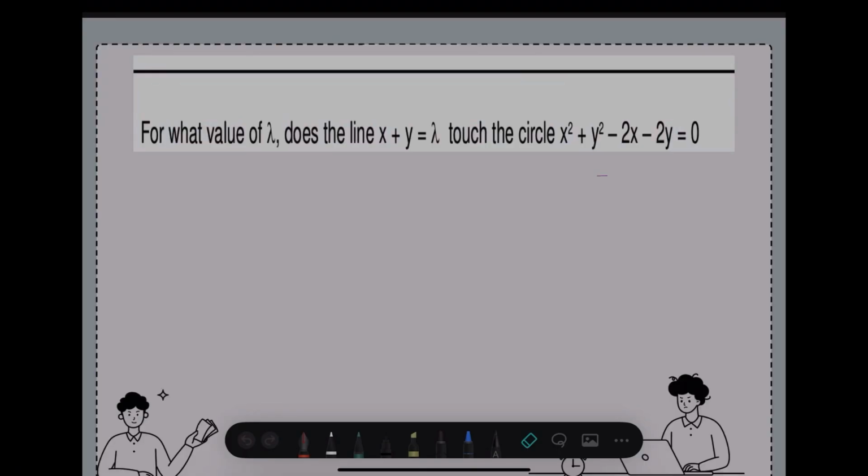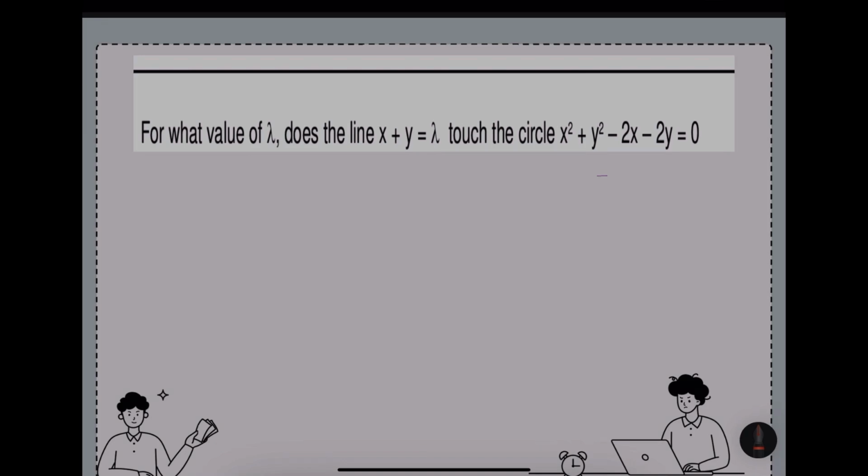So we got another illustration which is based on the previous concept, that is the condition for tangency. Now look at this. For what value of lambda does the line x plus y minus lambda equals 0 touch the circle x square plus y square minus 2x minus 2y equals 0?